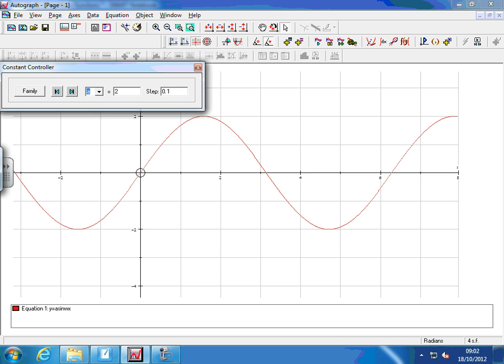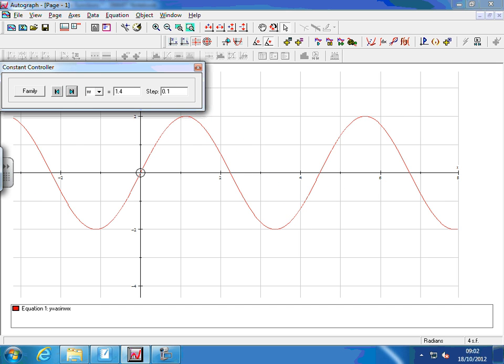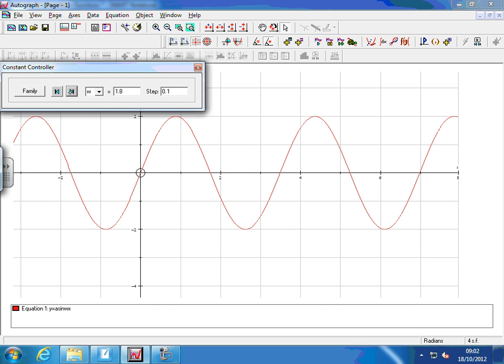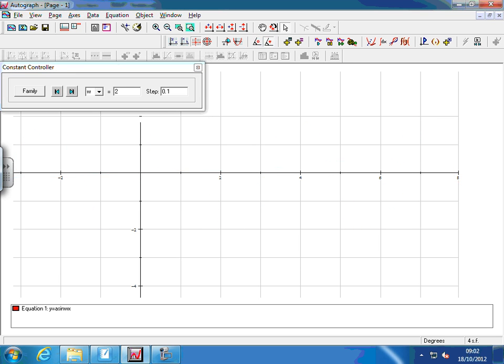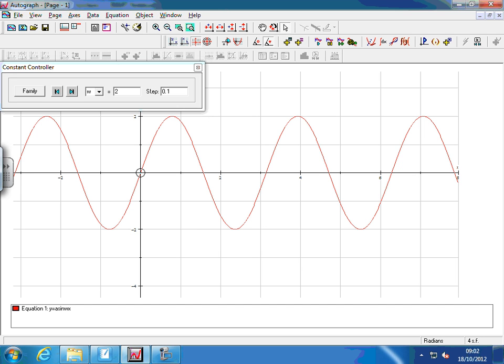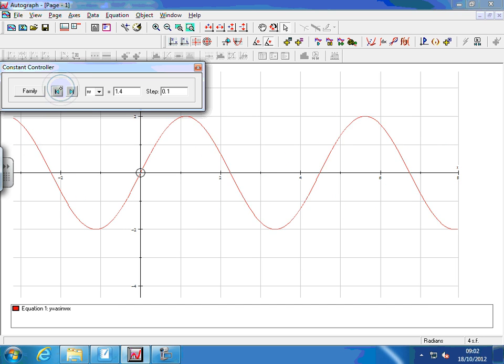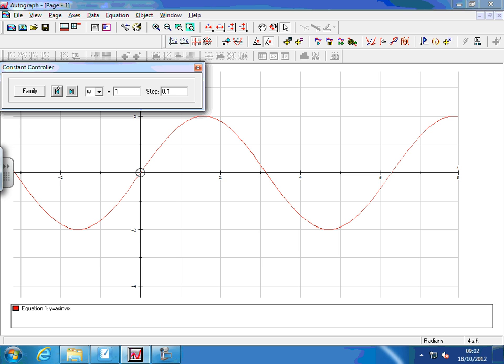Yeah. So if I increase omega, what happens to the wave? If I make it exactly 2, and then at the moment I'm in, let's change it to radians, which is effectively what we're in. So if I change it back to 1 again, notice the time for one cycle. What is this? So just over 6. What should it be? Well, we'll come to that.